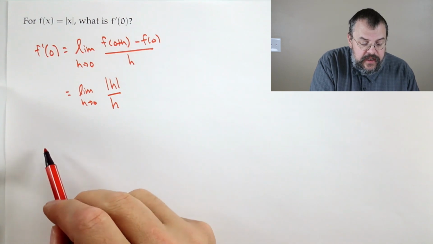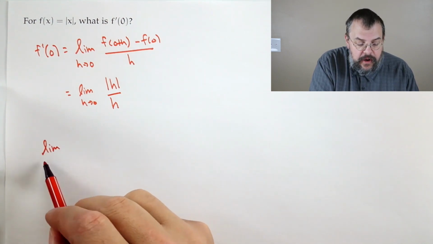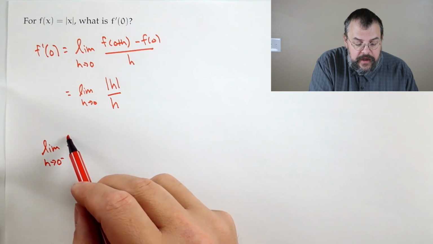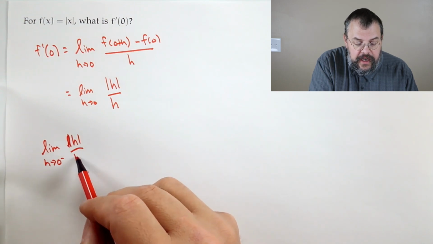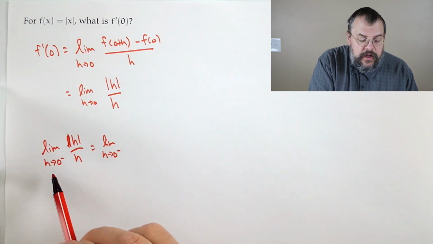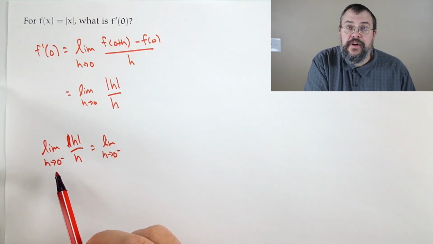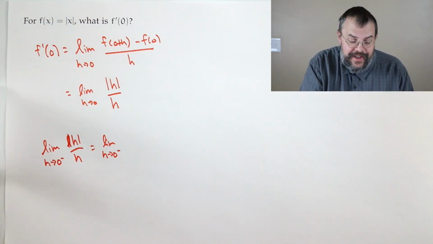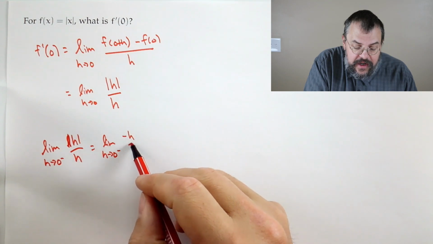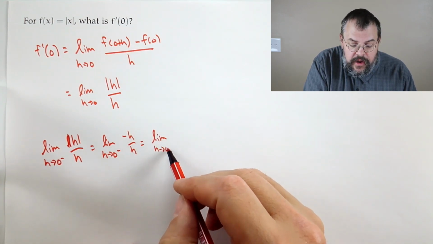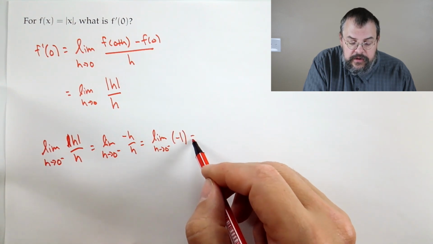So let's split it. If h goes to 0 from below, and we take this limit of absolute value of h over h, well, because I'm coming from below, h is a negative number. So when I take the absolute value, I need to correct for its negativity, which means it'll be negative h over h, which means this is really the limit as h goes to 0 from below of negative 1, which is negative 1.